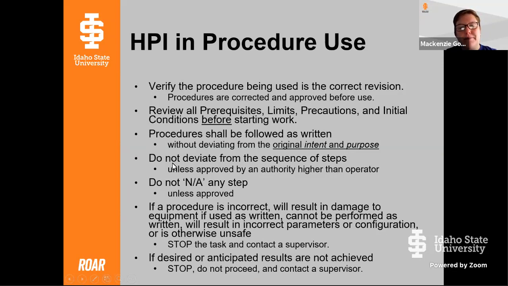Once you're in a procedure, do not deviate from the sequence of steps unless you're approved by some sort of supervisor or management. And that process of getting approved to deviate should be formalized. They should write in what they're having you do and why. It can't just be your boss said so.